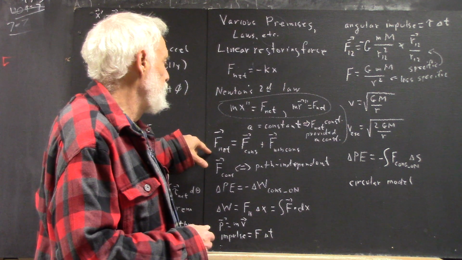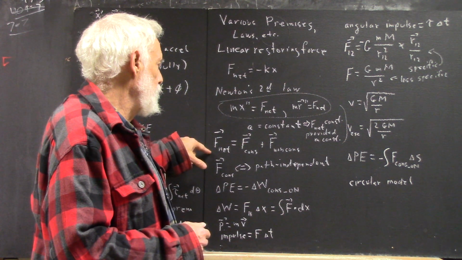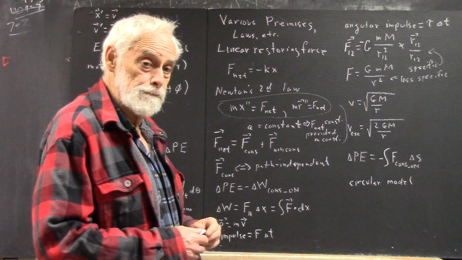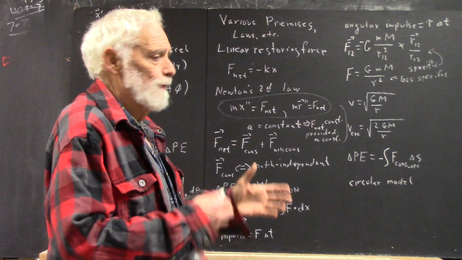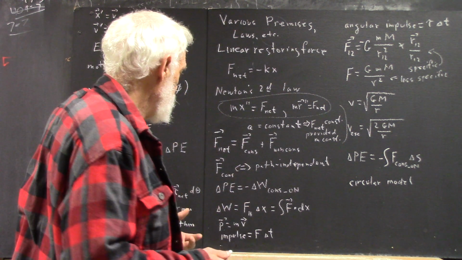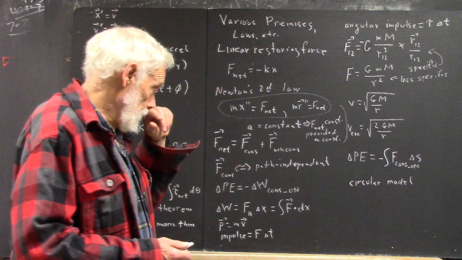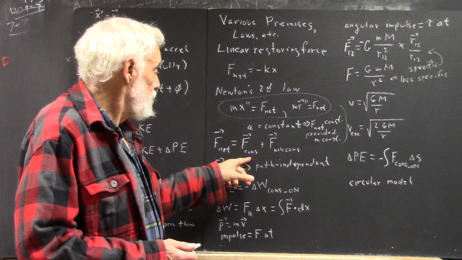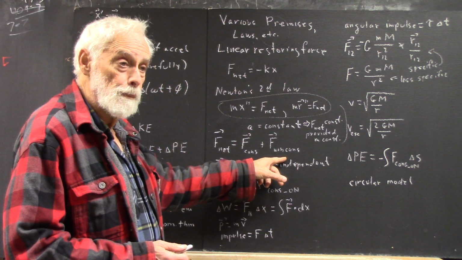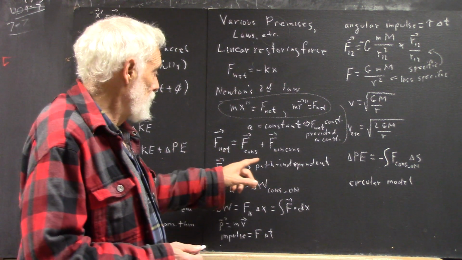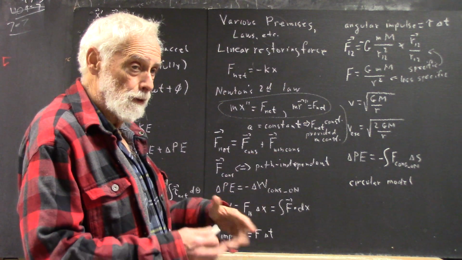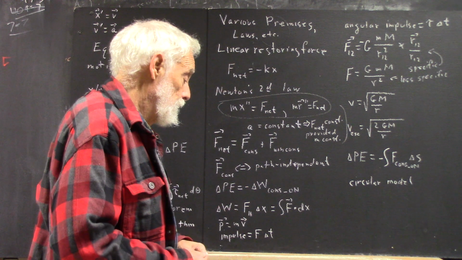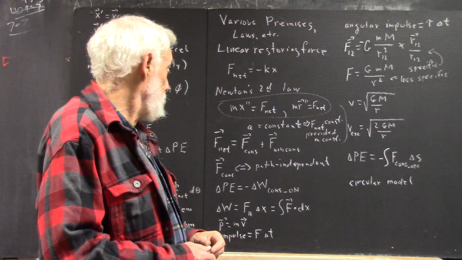Net force then is the sum of conservative and non-conservative forces. Now, that's a little hard to separate out in reality, but we think of it this way. Any net force has a conservative and a non-conservative part. That doesn't mean that the conservative or the non-conservative part couldn't be zero, but we think of it as having a conservative and a non-conservative part.